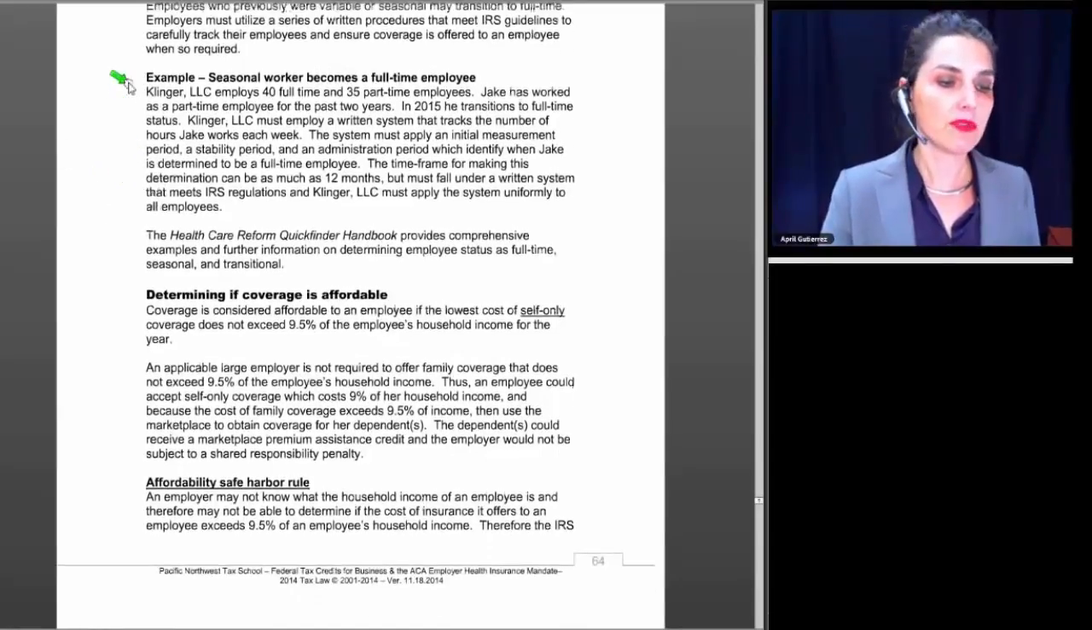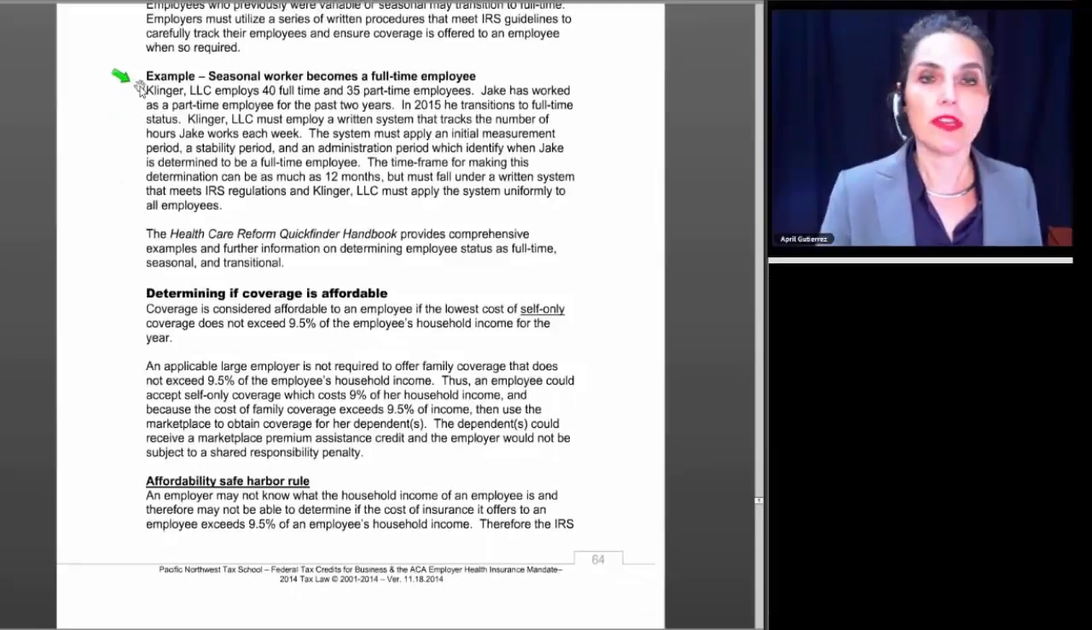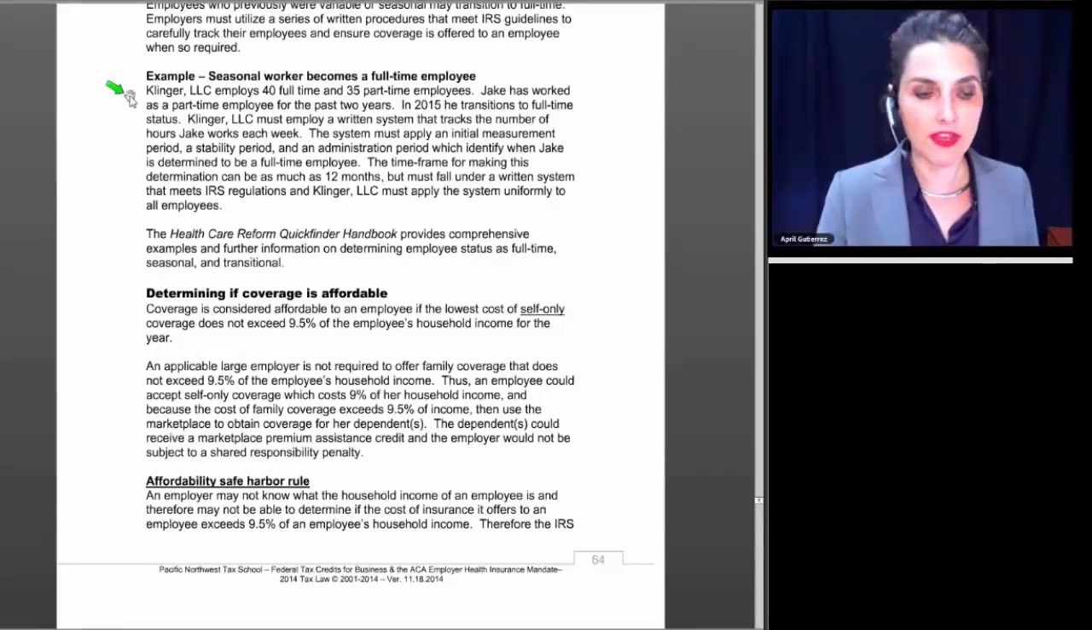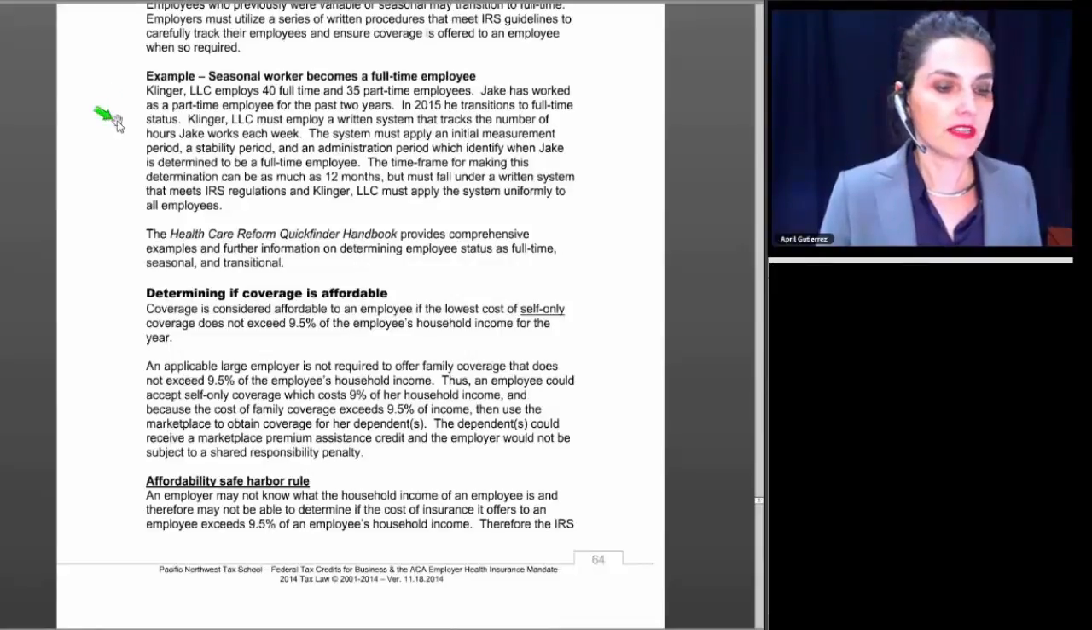Now I have an example here of a seasonal worker who has become a full-time employee. Klinger LLC employs 40 full-time and 35 part-time employees. Jake has worked as a part-time employee for the past 2 years. In 2015, he transitions to full-time status. Klinger LLC must employ a written system that tracks the number of hours Jake works each week.